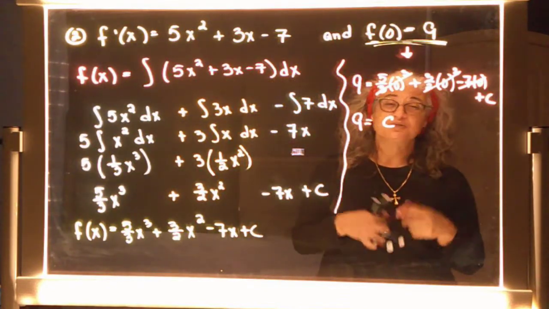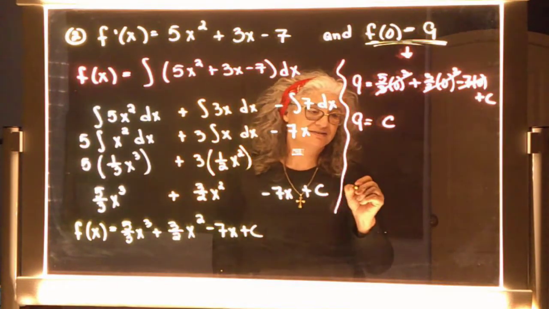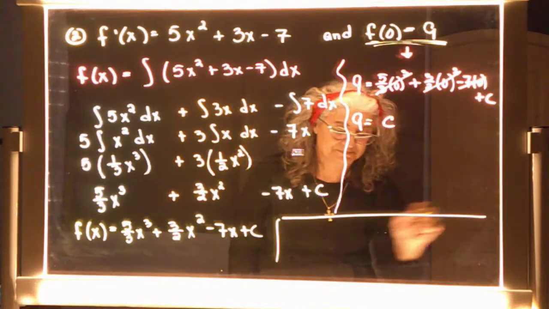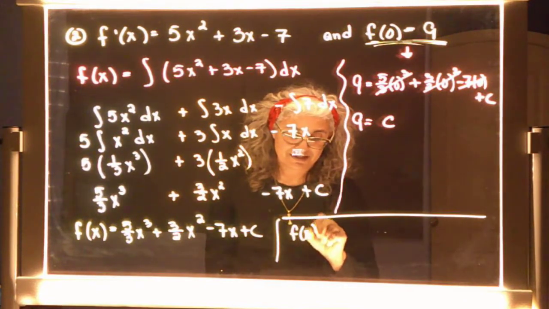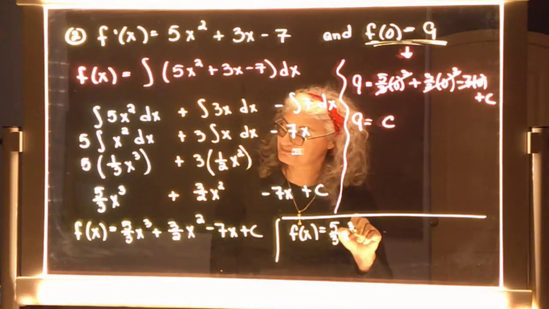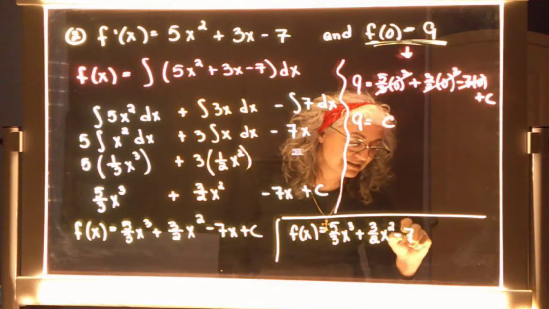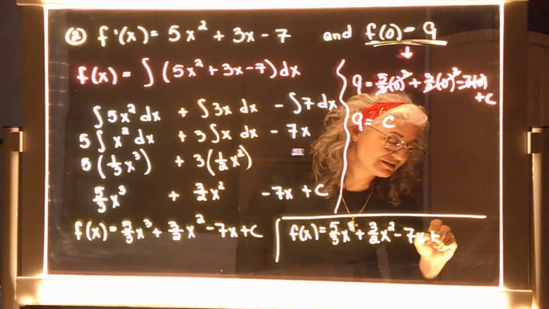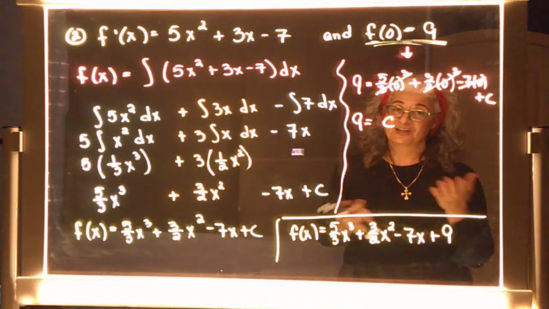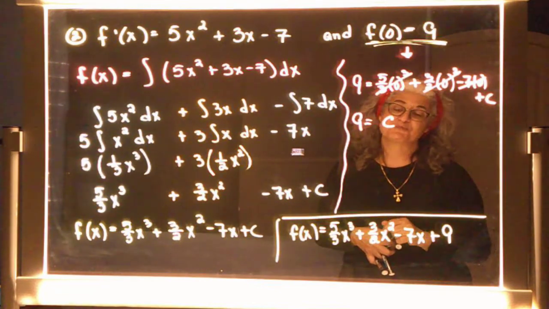So finally, got our original polynomial, got our f of x? We do. We have now found that f of x, and I'm going to write it down here at the bottom, f of x is equal to 5/3 x cubed plus 3/2 x squared minus 7x plus 9, since we found 9 was equal to c. Got it? Love it. Okay, we got some stories coming up, so hang in there.